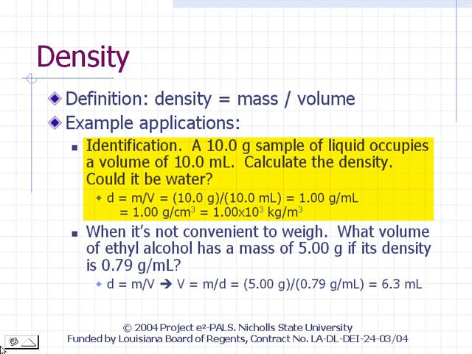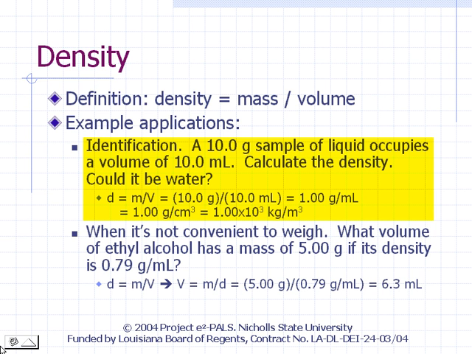Suppose a 10-gram sample of liquid occupies a volume of 10 milliliters. Could it be water? To answer this question, we calculate the density of the liquid by dividing the mass, which is 10 grams, by the volume, which is 10 milliliters. The density of the liquid is 1 gram per milliliter.